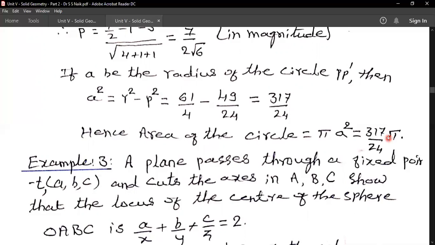By using that, this contains 3 problems. We have solved 3 problems, which contain a plane, then the area of the circle, then finding the equation of the sphere, and all this.